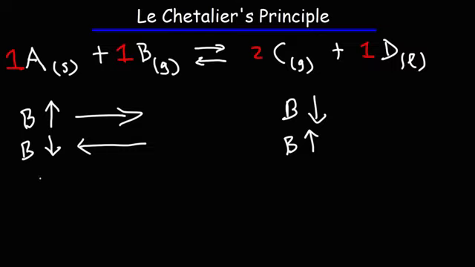Now let's focus on the products. Let's say we increase the concentration of C. What's going to happen? Will it shift to the right or to the left? Now, C is a product, and if we increase it, the system is going to try to decrease it. In which direction should the reaction shift in order to decrease the concentration of C? Or you could say the partial pressure of C, since it's a gas.